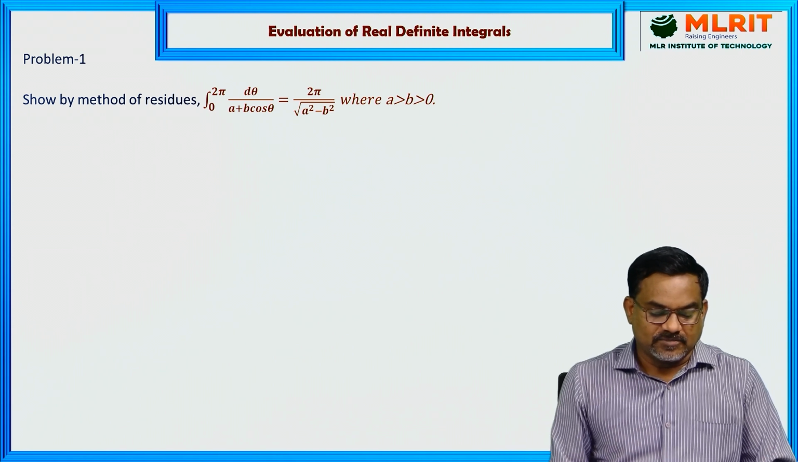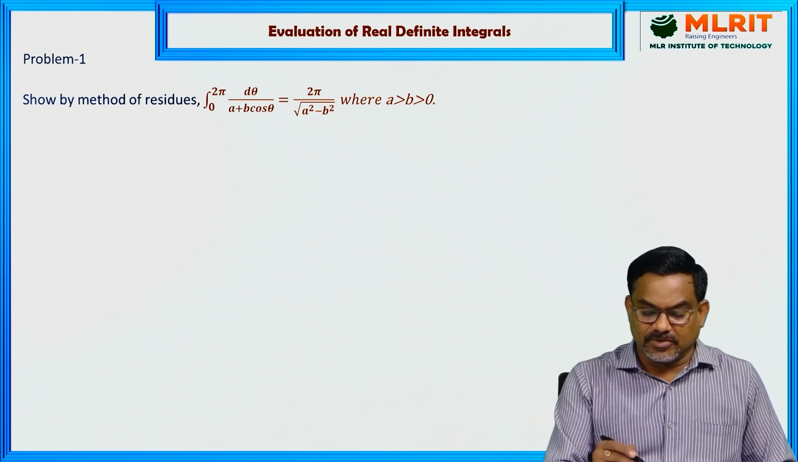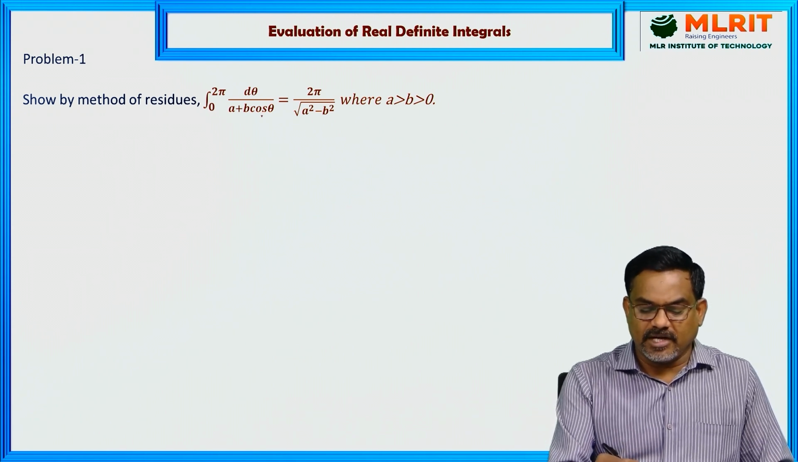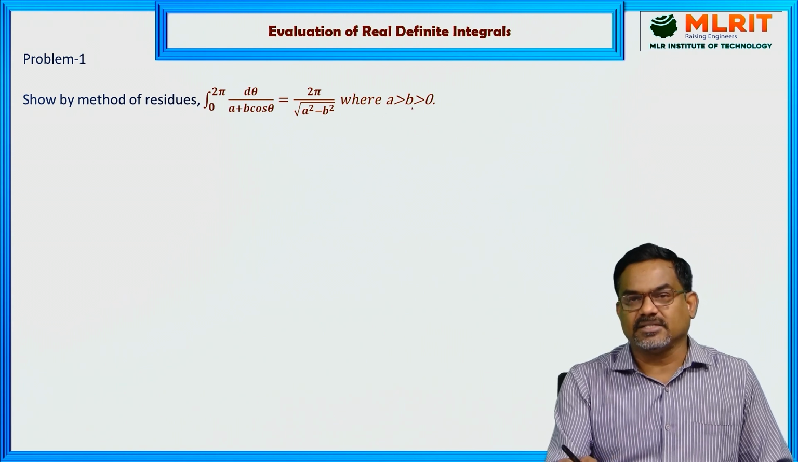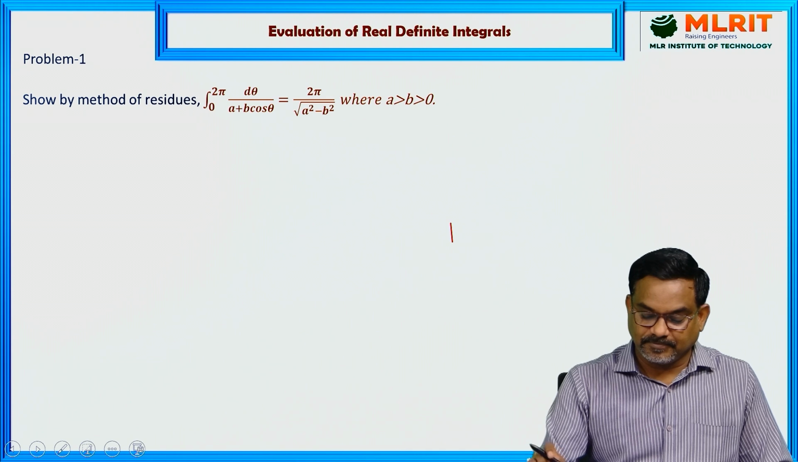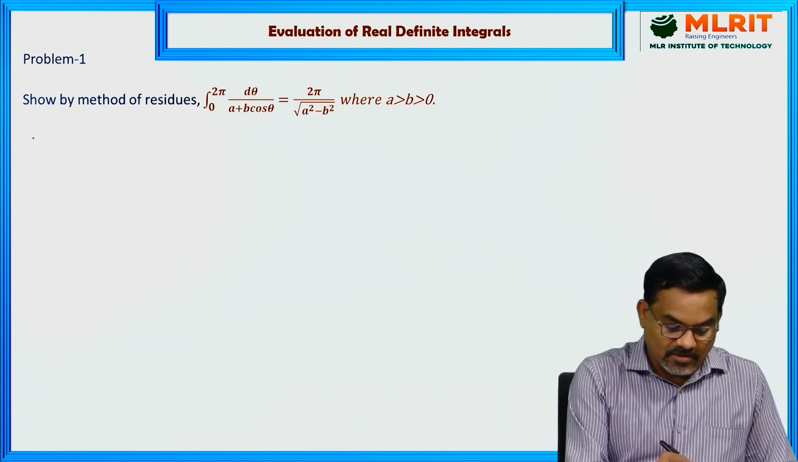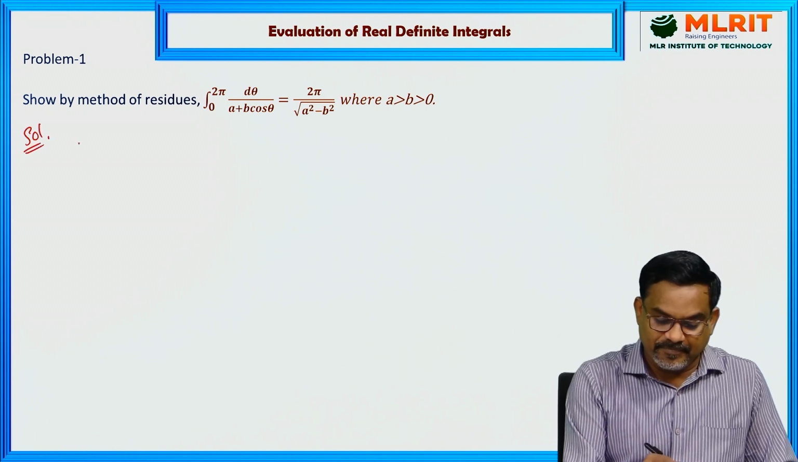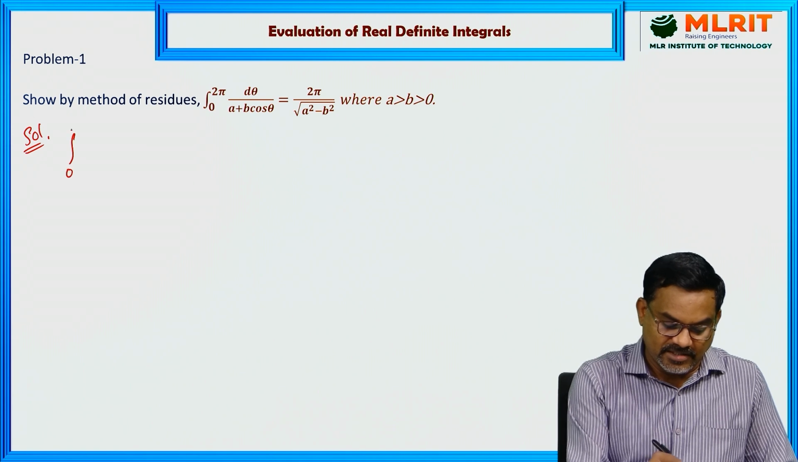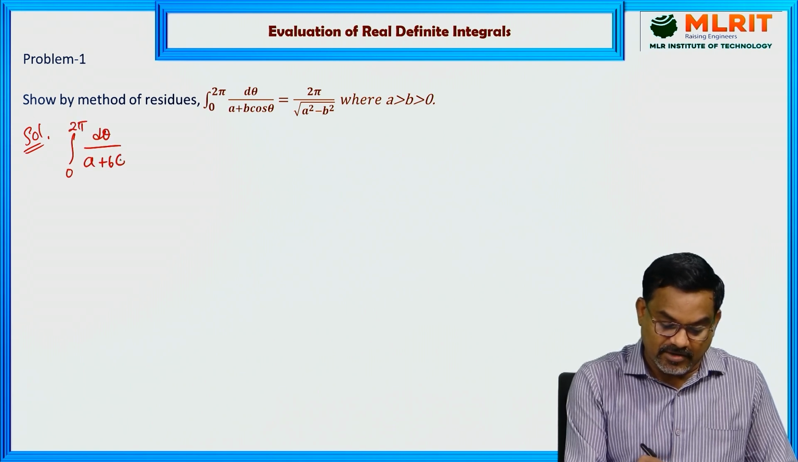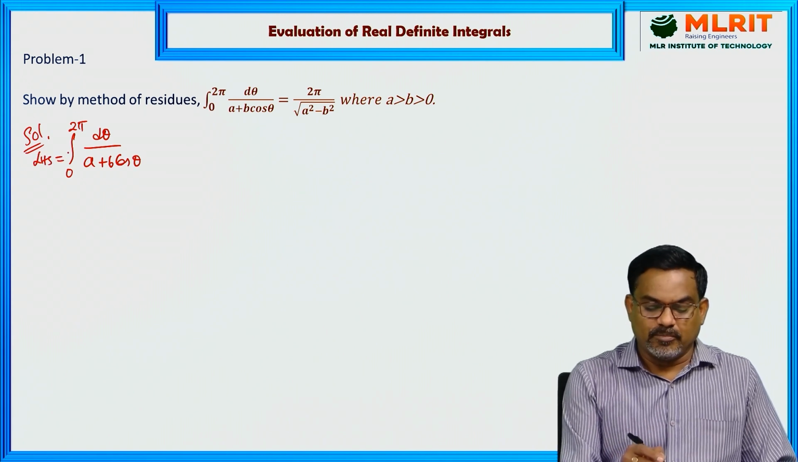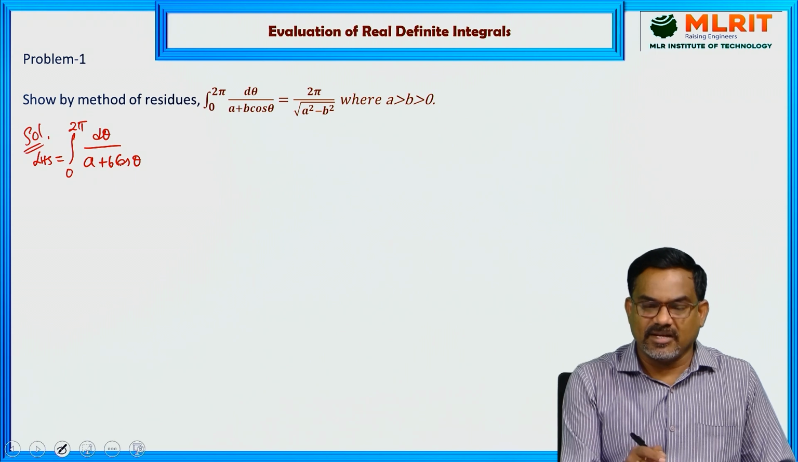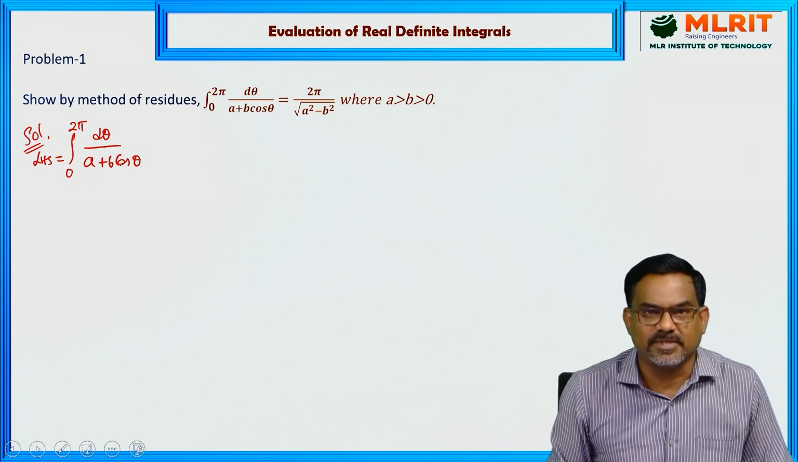So here, show that by the method of residues, integral 0 to 2 pi d theta by a plus b cos theta equals 2 pi by root a square minus b square, where a is greater than b is greater than 0. Now coming to the solution part. Here the integral is 0 to 2 pi d theta by a plus b cos theta. This is the LHS. Now we need to prove that this integral value is equal to 2 pi by root a square minus b square.